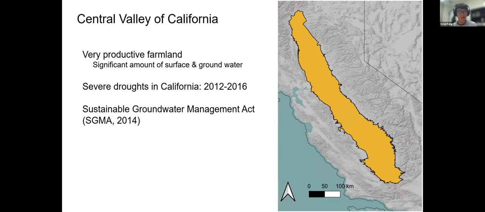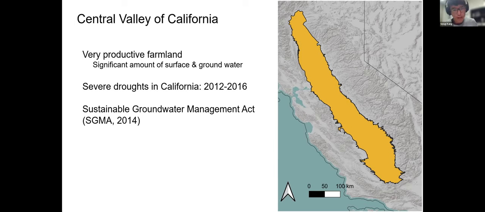And as I said, today I'm going to focus on the Central Valley of California. If you haven't been to California or the US, this is the West Coast of the US, and that's the Pacific Ocean. I think the Bay Area, where I'm located, is somewhere here. And this is the Sierra Nevada mountains, and those are the coastal ranges, and LA is somewhere here. And the Central Valley is one of the most productive farmlands in the world. And to maintain that agricultural productivity, it uses a significant amount of surface water as well as groundwater.